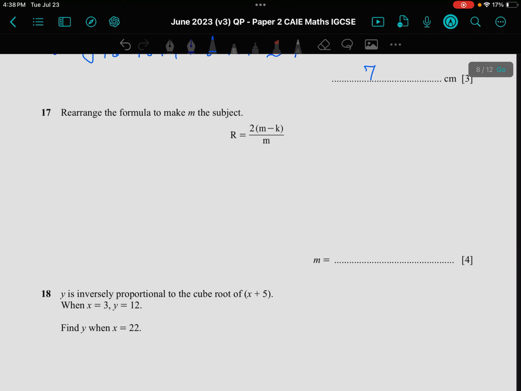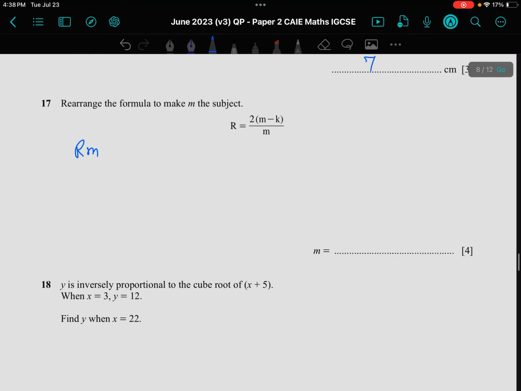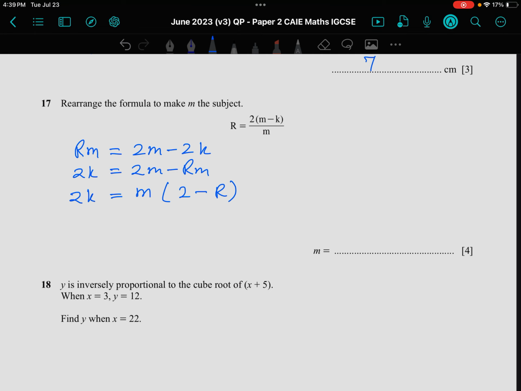Now rearrange the formula to make m the subject. So first multiply, r m is equal to 2m minus 2k. Now here we have to make m the subject. So take 2k to this side and rm to that side, rm minus rm. Now taking m as common, so it is 2 minus r and this is 2k. So it implies m is equal to what? 2k upon 2 minus r, my answer. So this is 2k upon 2 minus r.